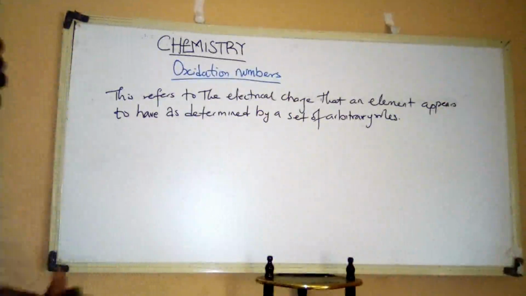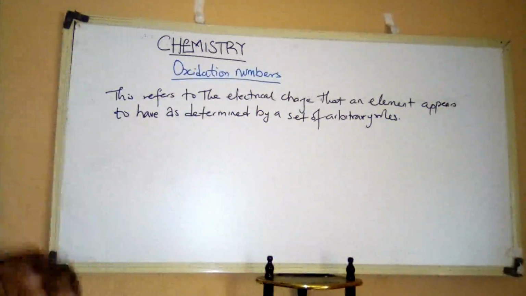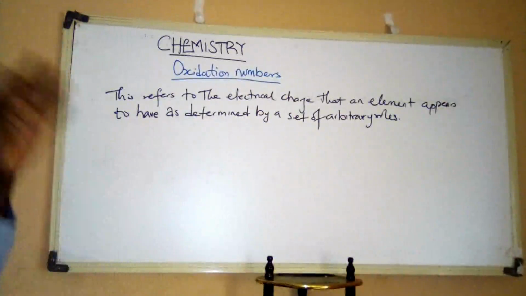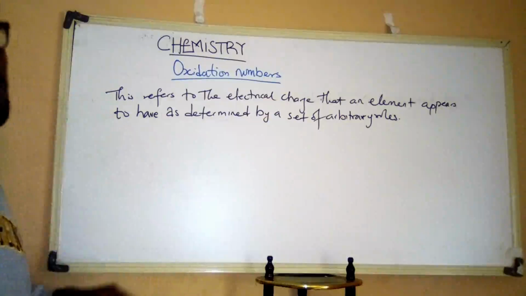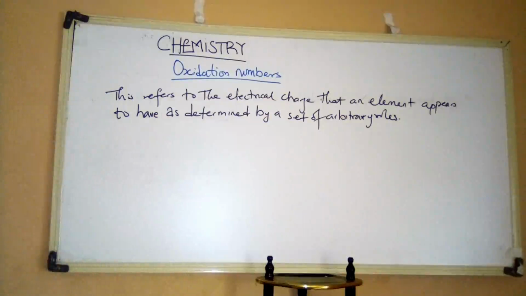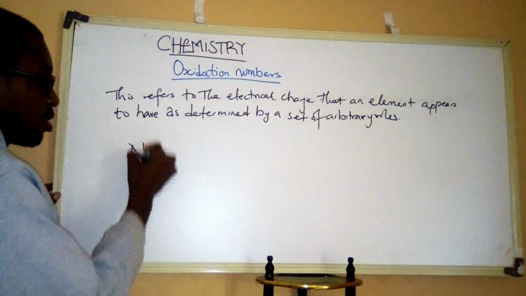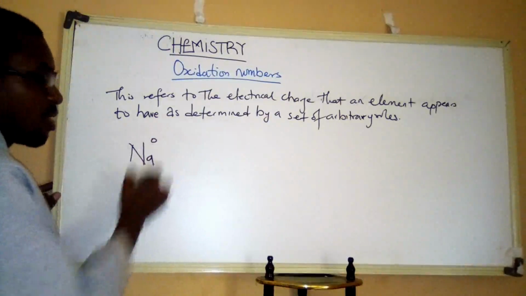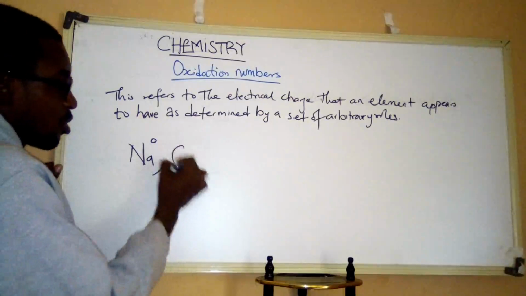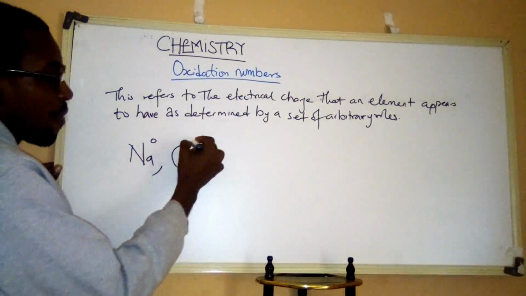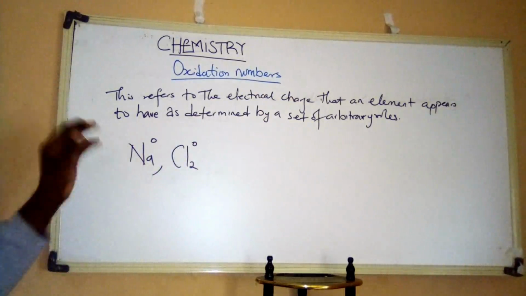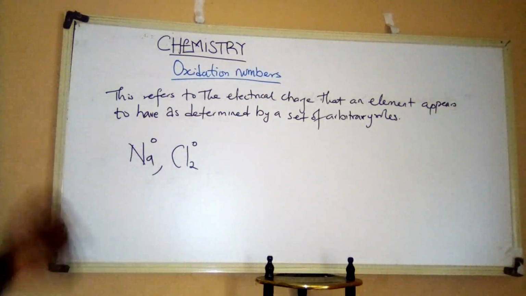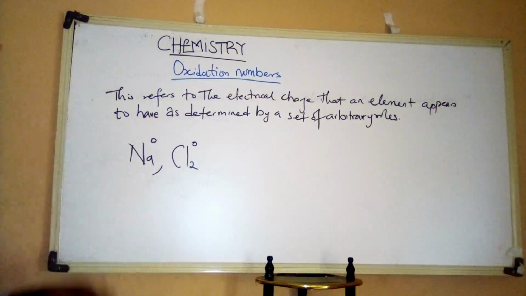The first thing you must know is that an element that occurs freely in nature, or an element that is actually free, uncombined, has an oxidation number of 0. For instance, sodium in the uncombined state, Na, and the chlorine molecule, Cl2, uncombined. So when an element occurs freely, it has an oxidation number of 0.